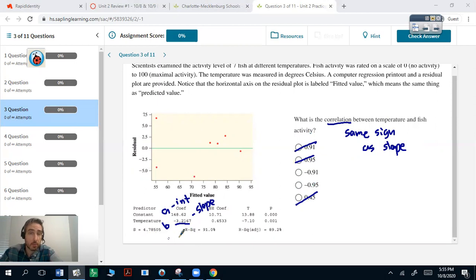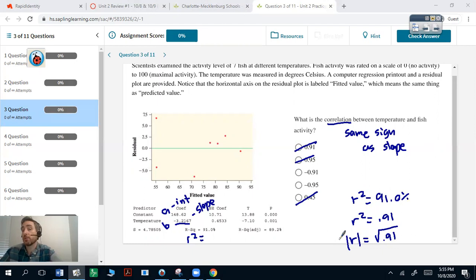Well, there is no r over here, but there is an r squared. So in order to get that r, we can square root it. If I know r squared is 91.0%, then r squared as a decimal is 0.91. So the correlation is the square root of 0.91, but that's the absolute value of the correlation. That's going to always be positive when you square root it. Well, what is that? That's not going to be 0.91. It's going to be 0.95. You can check that in your calculator. But you don't want to pick the positive, you want to pick the negative because it has the same sign as the slope. It's going to be negative 0.95.